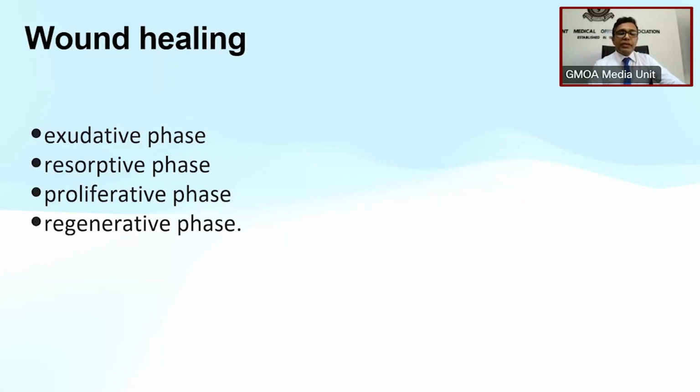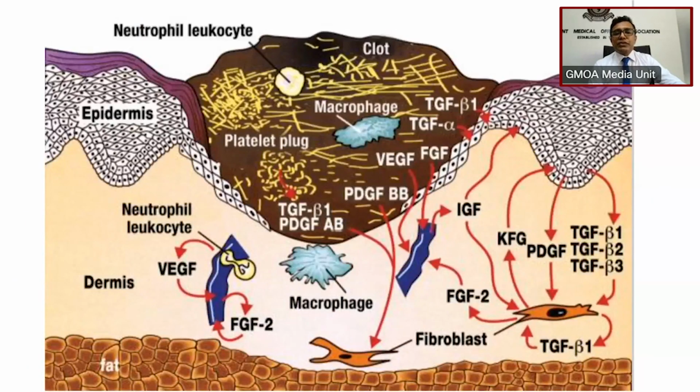And then the body needs to rebuild what is lost. We call it the proliferative phase, where the proliferation happens. Then the organ or the tissue structure needs to be regenerated from what has happened. So these are the four phases that you will see. I just want to show this. This is a very, very complex process. It's not like some cells just get lost and then the wound simply closes up.